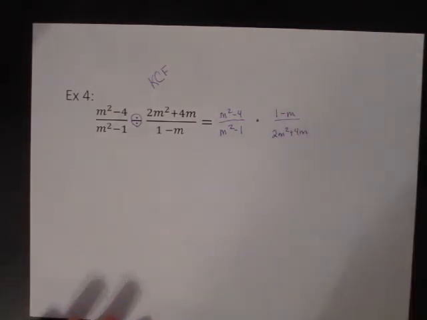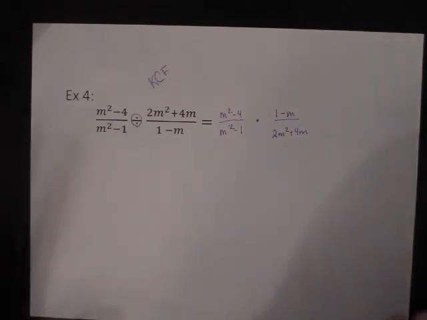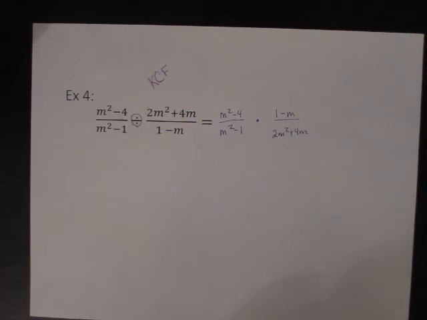What I've noticed in the past is people will factor it first and then flip it, but most of the time they forget to flip it. So I would always say the first thing that you want to do when you see a division problem is to keep, change, flip. Alright, next thing that you want to do is you want to factor this.